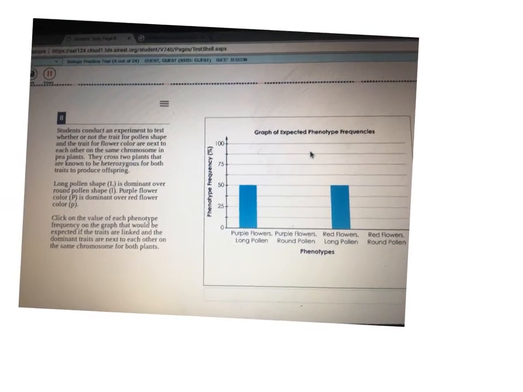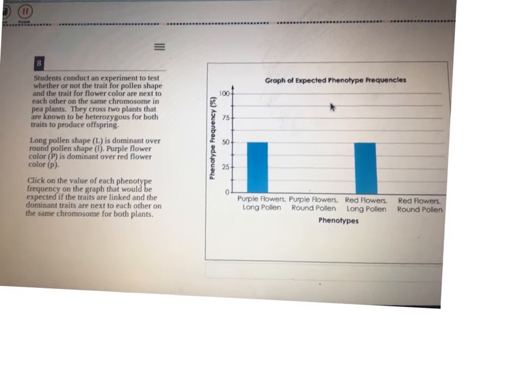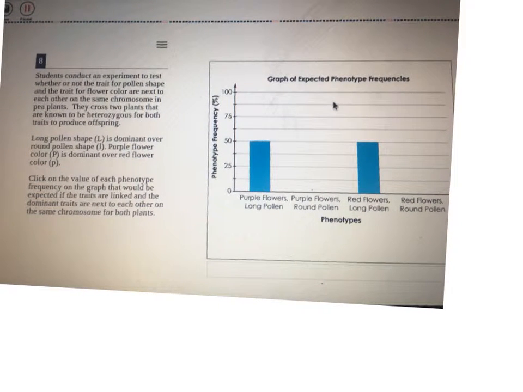Let's take a look at this question. It says, clearly, on this practice OGT question, let's read it. Students conduct an experiment to test whether or not the trait of pollen shape and the trait of flower color are next to each other on the same chromosome. I've done this already before with you, but let's go ahead and think about what that means. That means that there's a trait for pollen shape.